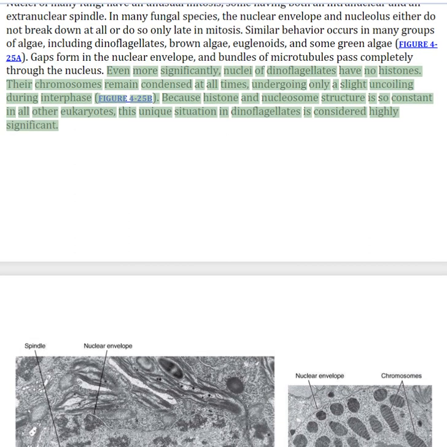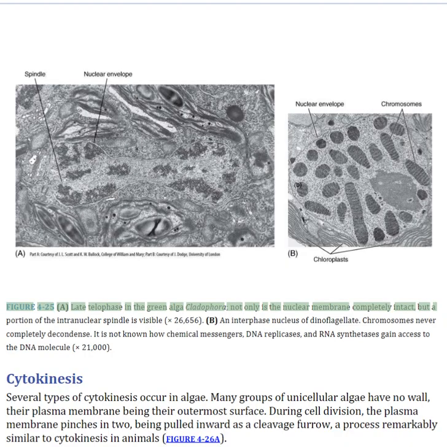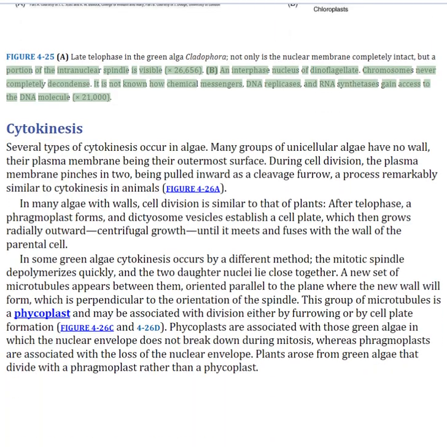Even more significantly, nuclei of dinoflagellates have no histones. Their chromosomes remain condensed at all times, undergoing only a slight uncoiling during interphase. Because histone and nucleosome structure is so constant in all other eukaryotes, this unique situation in dinoflagellates is considered highly significant. Figure 425. Late telophase in the green alga Cladophora. Not only is the nuclear membrane completely intact, but a portion of the intranuclear spindle is visible. An interphase nucleus of a dinoflagellate. Chromosomes never completely decondense. It is not known how chemical messengers, DNA replicases, and RNA synthetases gain access to the DNA molecule.